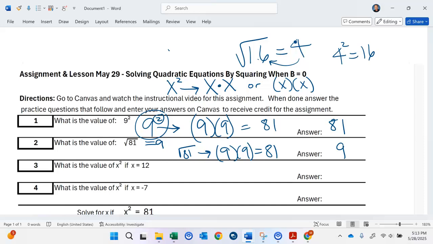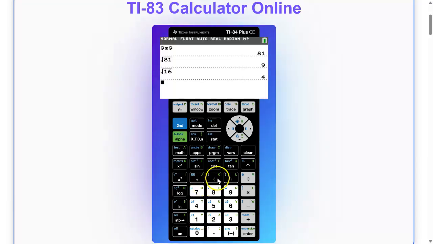Number 3 says, what is the value of x squared if x is equal to 12? Well, x squared is equal to x times x, and since x is 12, that means x squared is equal to 12 squared. On our calculator, it's good to use parentheses before you square something: parenthesis, 12, parenthesis, and then where it says x squared, you can just press that and then hit enter, and it gives you 144.